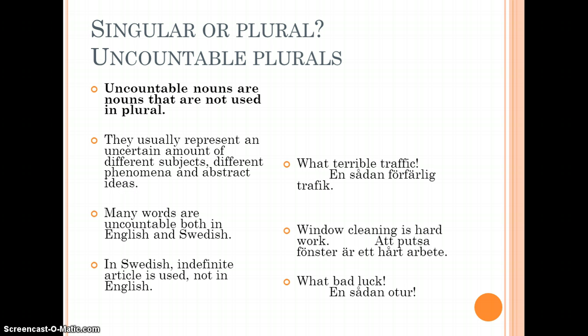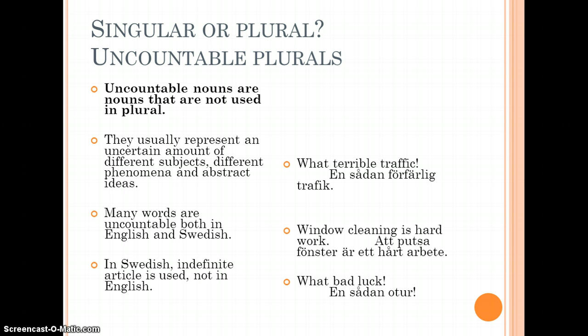We have some words that could be difficult to know if they're singular or plural, and those are known as uncountable nouns. Uncountable nouns are nouns that are not used in plurals. They usually represent an uncertain amount of different subjects, different phenomena, and abstract ideas. Example of this is: what terrible traffic.